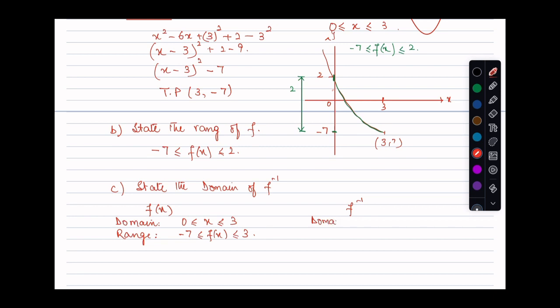Then for the inverse function, I should say that the domain of f inverse will actually be the range. Therefore, I'll write it as -7 ≤ x ≤ 2, and the range of f inverse, if asked, would have been 0 ≤ f inverse(x) ≤ 3. Sorry, the domain was up till 2. So this is how it's going to be.